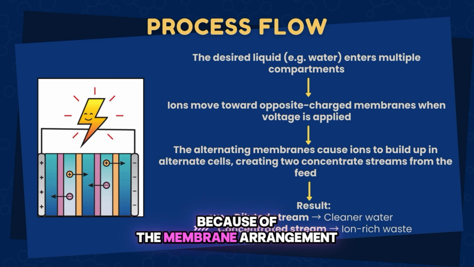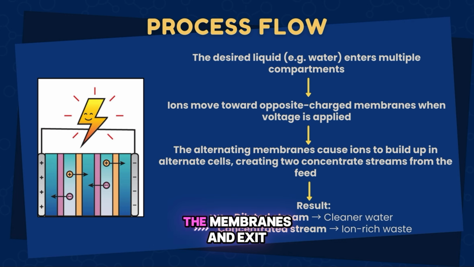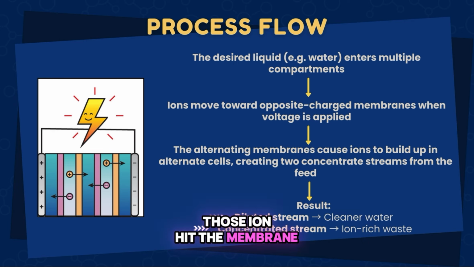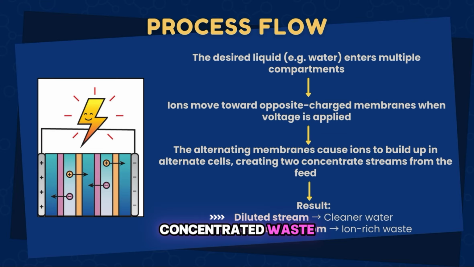Because of the membrane arrangement, in the dilute compartments, the ions can pass through the membranes and exit. However, in the concentrate compartments, those ions hit the membrane with the same charge and get blocked and trapped. This continuous movement leads to our two final results. One stream becomes cleaner diluted water, and the other stream turns into concentrated waste.